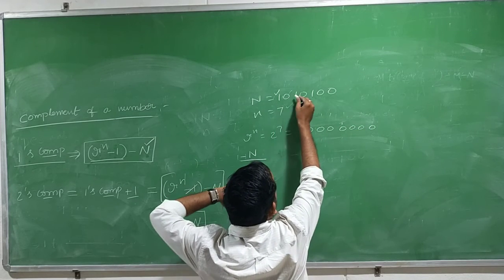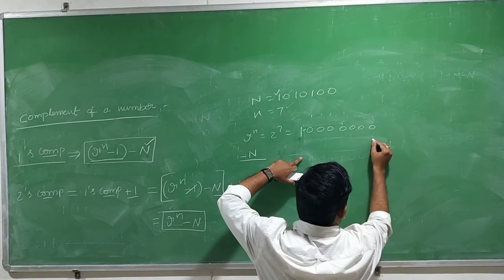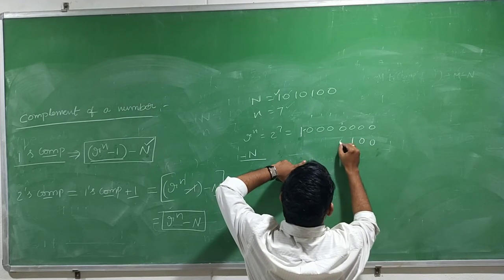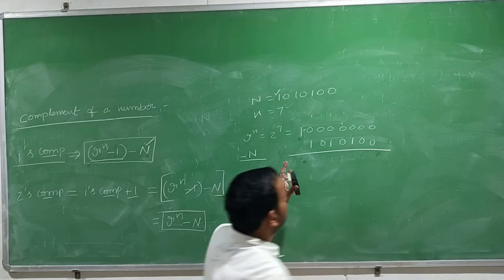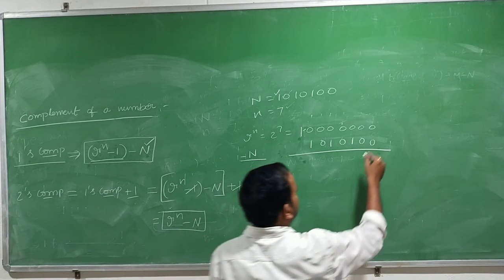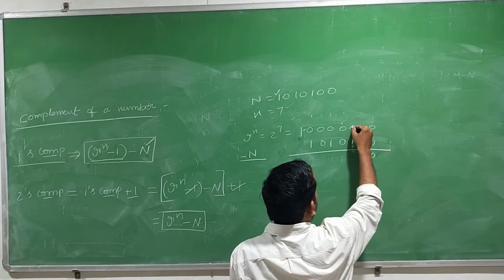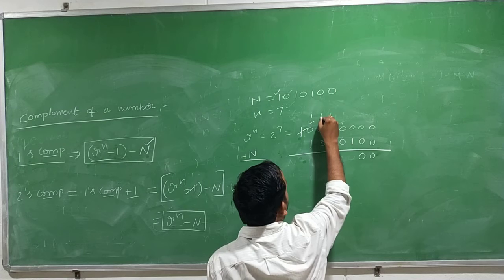Our given number is 7 digits only: 1, 2, 3, 4, 5, 6, 7. So you need to carefully write here 0, 0, 1, 0, 1, 0, 1. Right? These are the positions you need to write carefully. Now you do this one. 0 minus 0, 0, 0 minus 0, 0. So 0 minus 1 you cannot do. So what you are doing is you are getting the borrow, right?